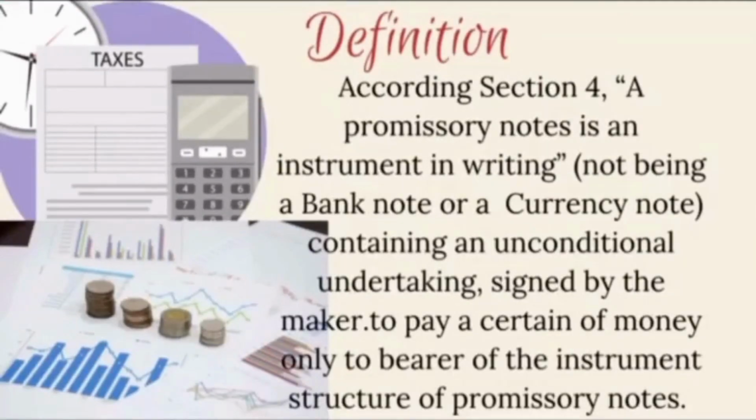Definition. According to Section 4, a promissory note is an instrument in writing, not being a banknote or a currency note, containing an unconditional undertaking signed by the maker to pay a certain sum of money only to the bearer of the instrument. Structure of promissory notes. A promissory note is referred to as a note payable, and it is a legal document, more particularly a financial instrument or debt instrument, in which one party, the maker or issuer, promises in writing to pay a determined sum of money.